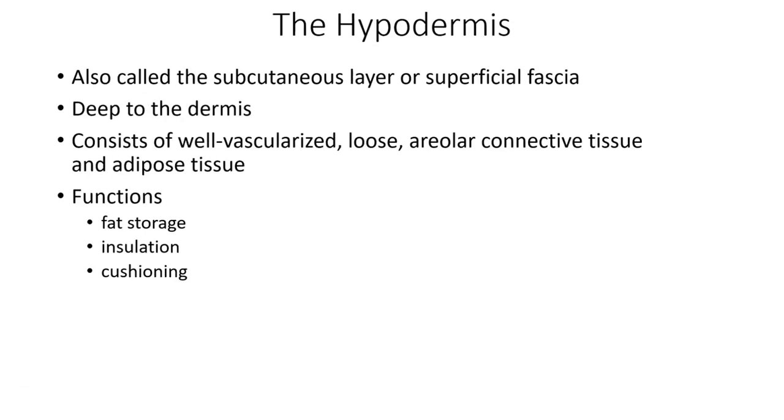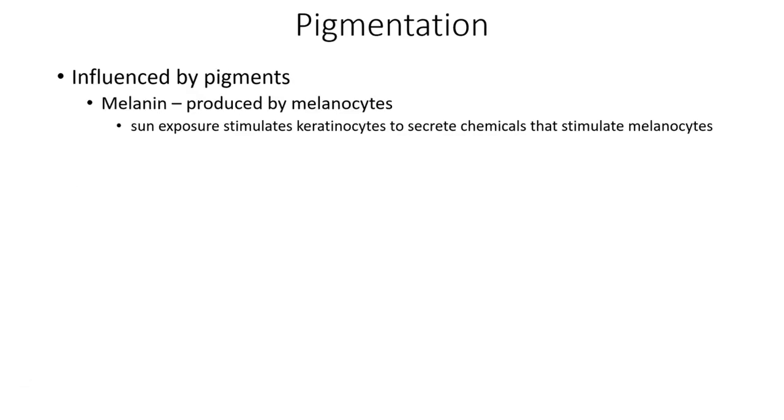And then the hypodermis is the subcutaneous layer, or superficial fascia. This is, again, deep to the dermis, lots of vascularization here, and then loose areolar connective tissue and adipose tissue. So this is fat storage, which gives some insulation and some cushioning again.